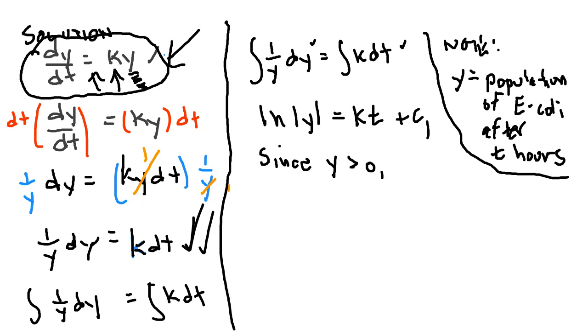So this means the log of the absolute value of y. Good. Thank you for the input, everybody. The log of the absolute value of y just is then the log of y. That equals kt plus c1. That gets us here. Now, what are we going to do? We want to find out what y is. Okay, we're going to exponentiate both sides. Good, Franklin. We'll exponentiate both sides.